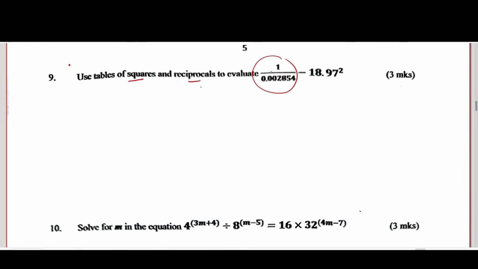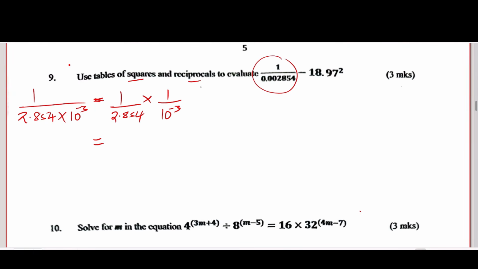So the first thing, you write the denominator in standard form, since you can't find directly the reciprocal of that number. So this is how you're going to write it. 1 divided by 0.002854 in standard form will be 2.854 times 10 raised to power negative 3. You can split this one and write it as 1 divided by 2.854 times 1 divided by 10 raised to power negative 3. See the same thing. Then from the tables of reciprocals, you read the reciprocal of 2.854.